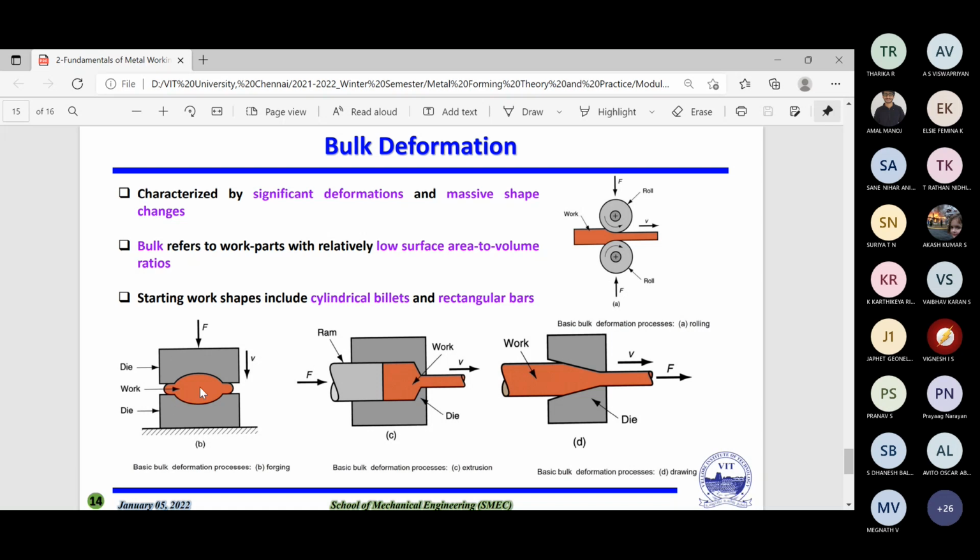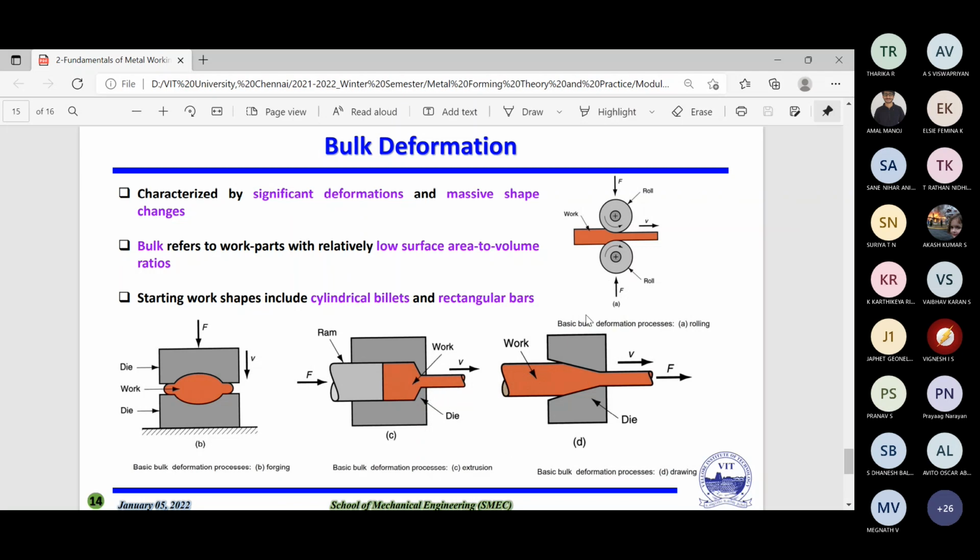Similarly we have forging. You have the die here and the workpiece here, and you apply force from here, so you are pressing. This is what we call forging. The third one is extrusion. In extrusion you have the die here and the ram here, with the metal or workpiece here. The moment you apply force from the back side, the metal comes out from here with a different shape.